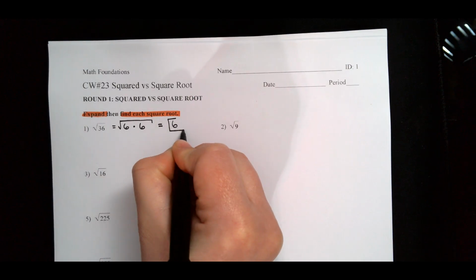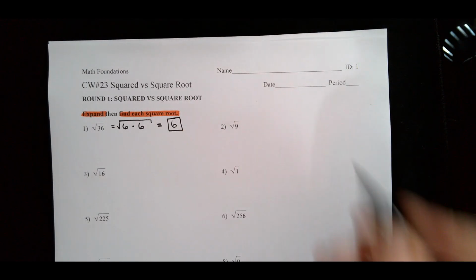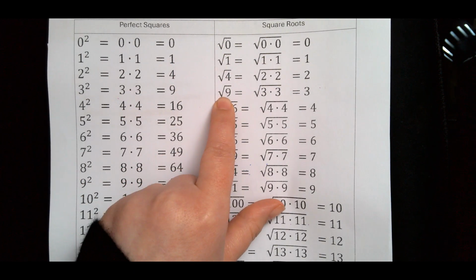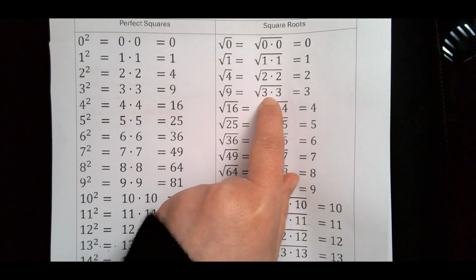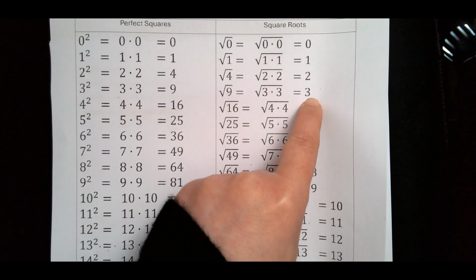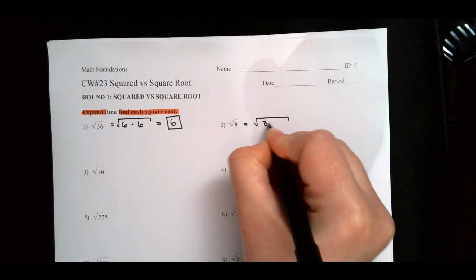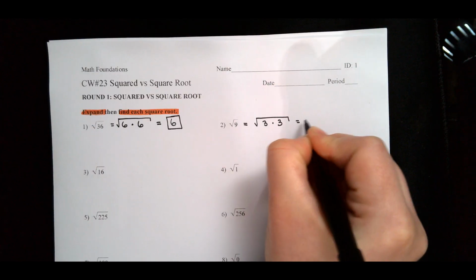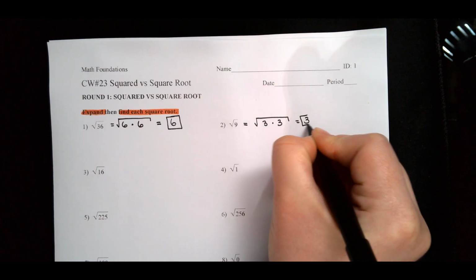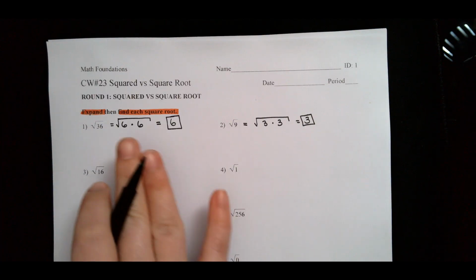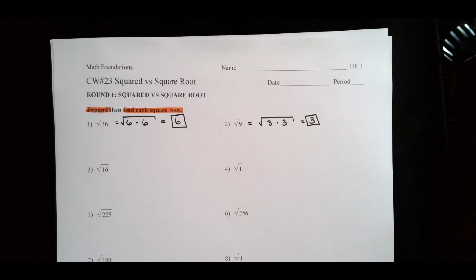Let's put a box around that. Square root of 9. Let's find 9. Here's the square root of 9. Let's break it apart: 3 times 3 equals 9. So we have the square root of 3 times 3, which is 3. It is asking you to expand and give me an answer. Expand and find the answer.